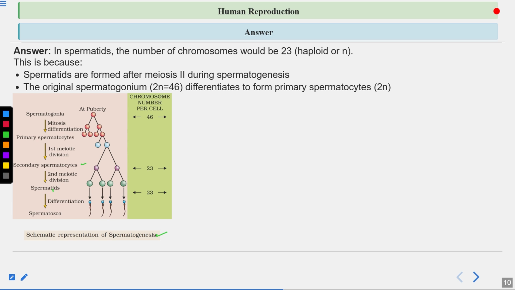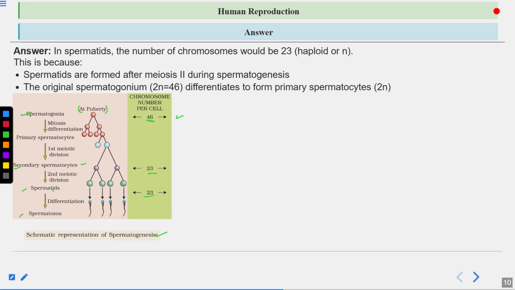Here the chromosome number per cell is given, the different stages of spermatocytes are given, and the different kinds of cells which are produced are given. You should remember the ploidy level, the number of chromosomes in each cell. Now, spermatogenesis starts at puberty. That's why it is written at puberty.